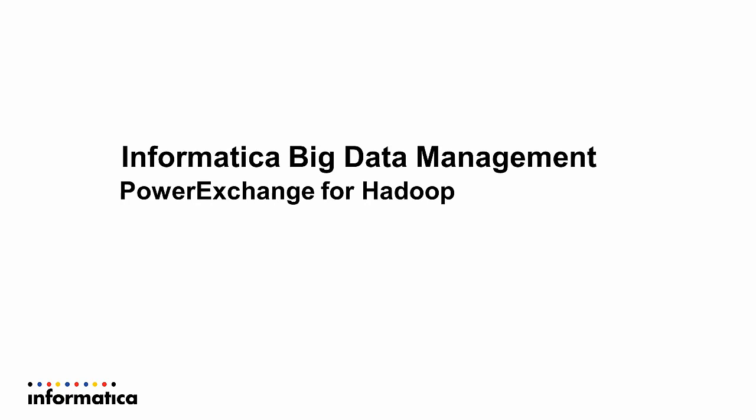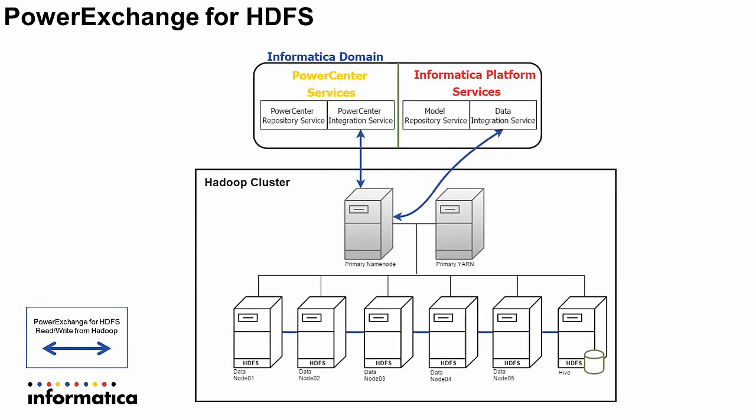PowerExchange for Hadoop basically consists of two adapters, right? And I talked about these adapters, which are PowerExchange for HDFS and PowerExchange for Hive. So when you see PowerExchange for Hadoop in your licensing tool, just know that these two, HDFS and Hive, are part of that connectivity pack, right? So what does PowerExchange for HDFS look like, right?